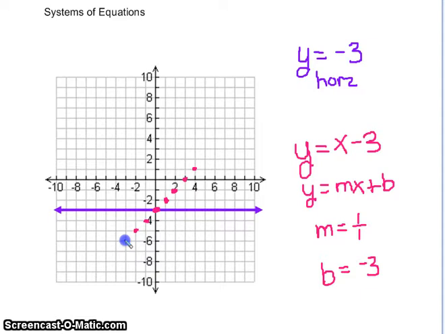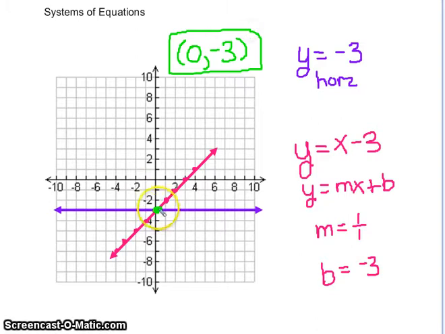Either way, it's pretty obvious where our lines intersect. I can fill in my second line, but our intersection is going to be right here. And that point is 0, -3. My solution is, we're not going left or right at all, and we're going down 3, so 0, -3.